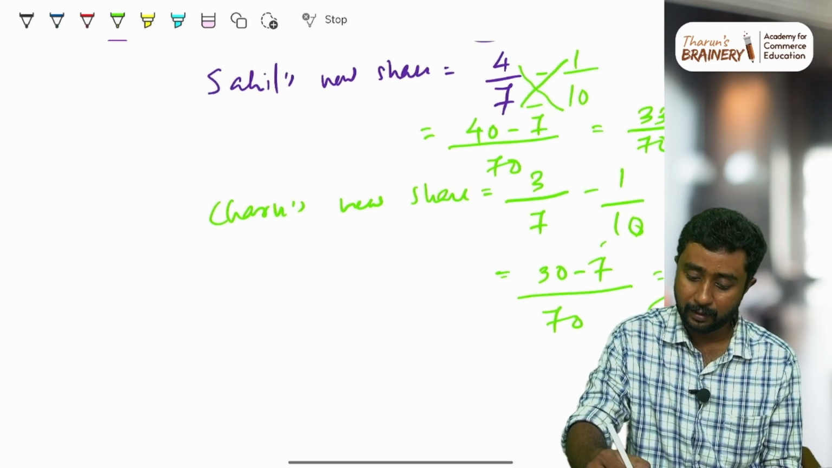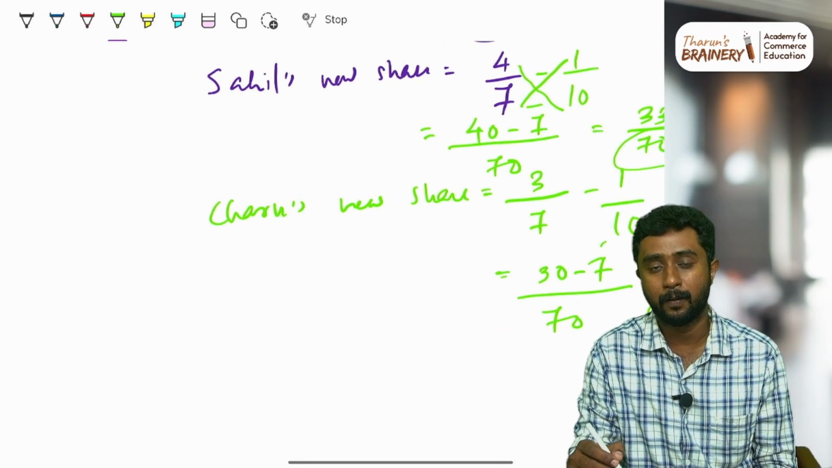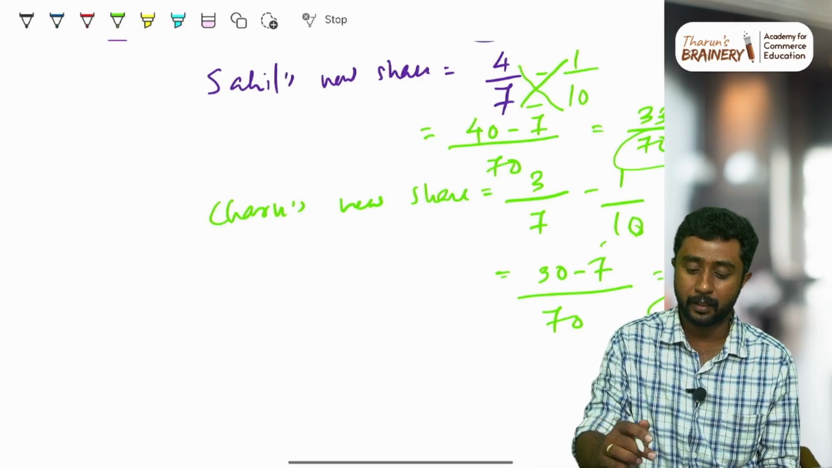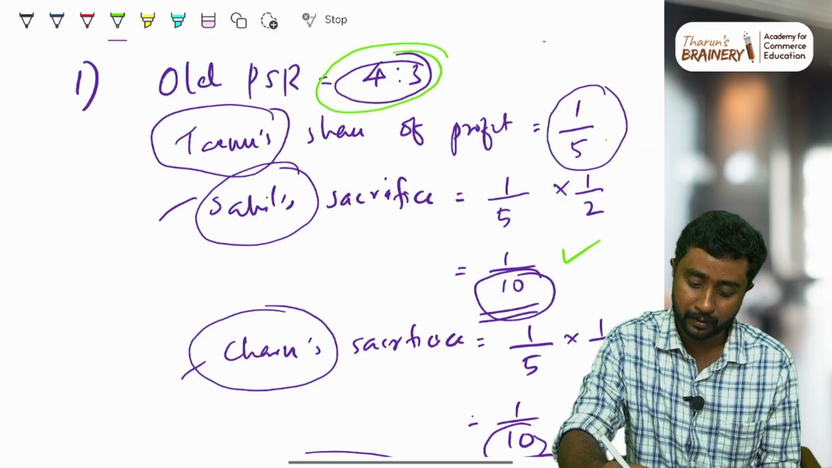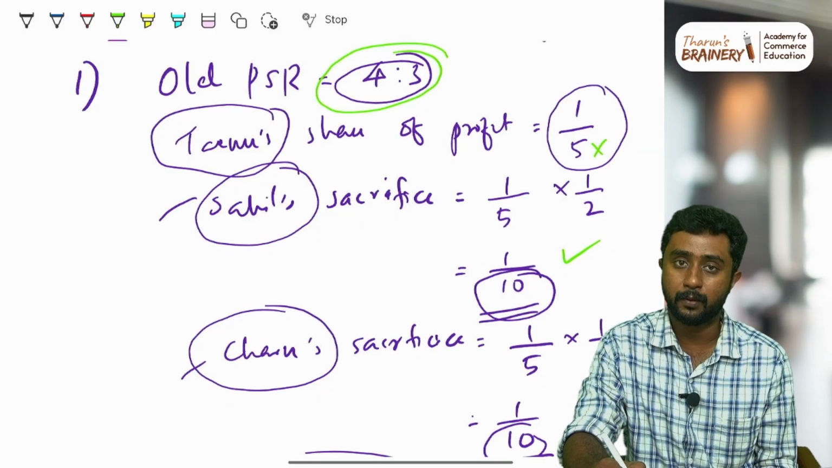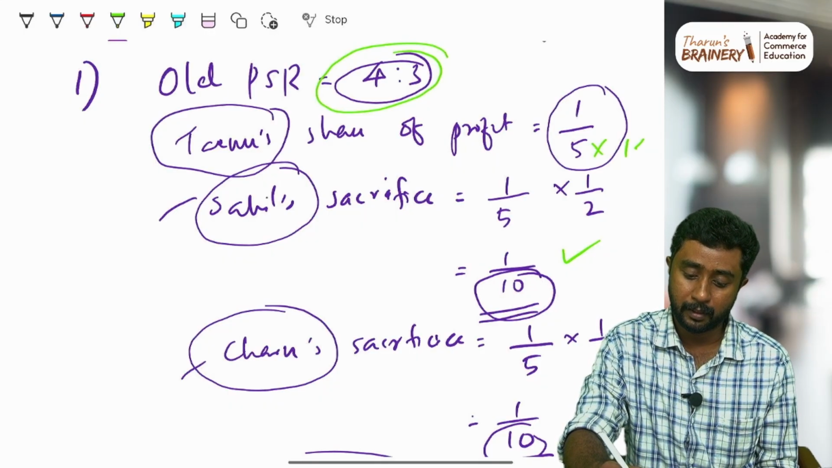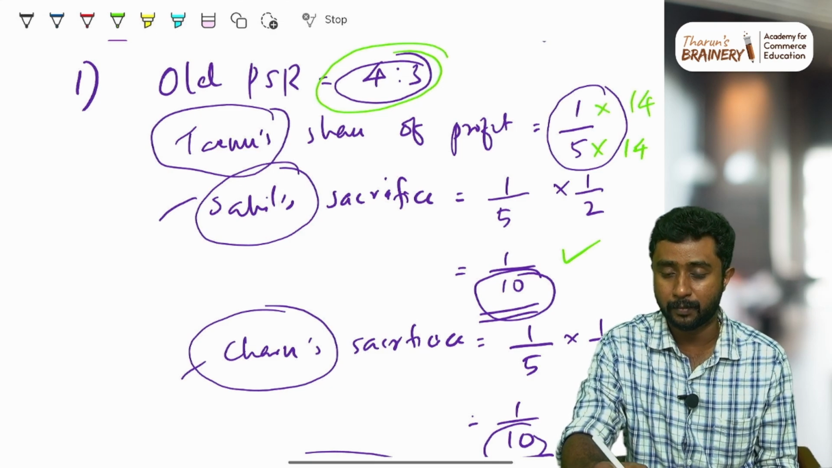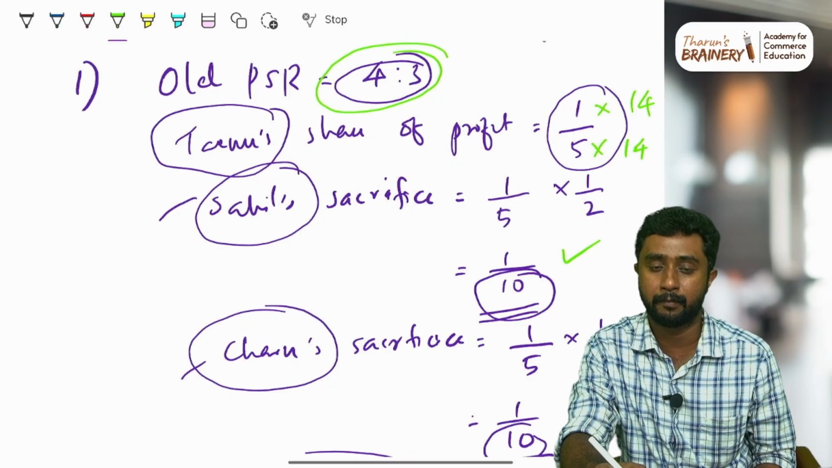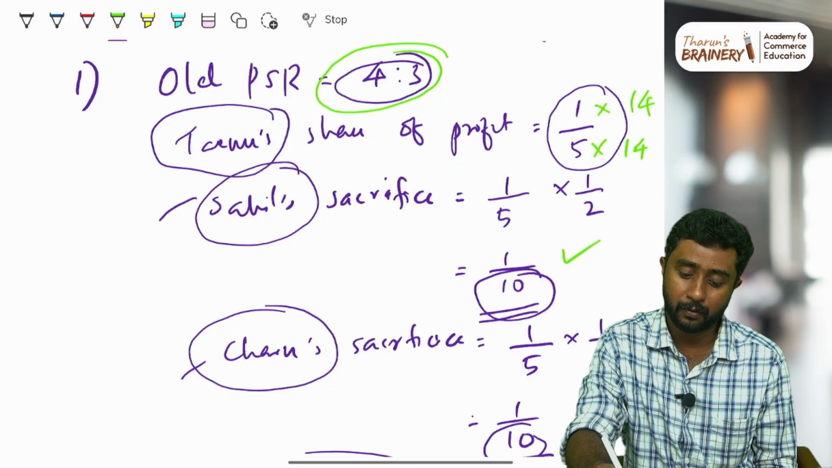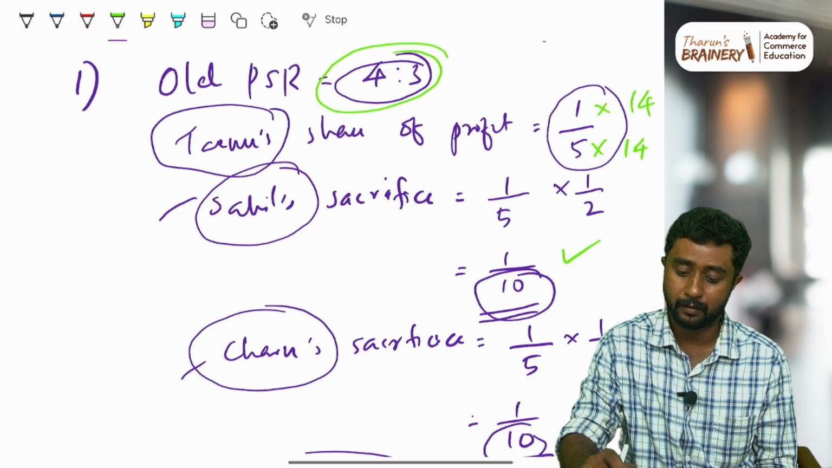As you can see, both the shares are coming out of 70, the denominator is 70. So Tanu's share also we have to convert into 70. I am just doing the conversion here itself. You can do it separately if you want. So here it will be 5 into 14. Obviously, if the denominator is multiplied by a number, the numerator also should be multiplied by the same number. So 14 by 70.